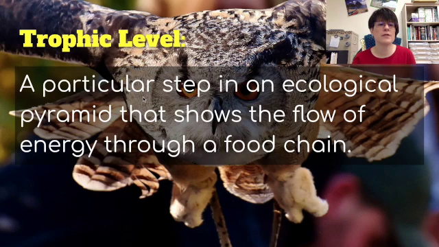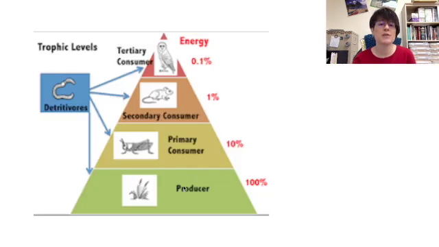Now, trophic levels are a particular step in an ecological pyramid that shows the flow of energy through a food chain. So as we go up this pyramid, this is actually a food chain, and we'll be writing that out here in a little bit. But it shows the energy flow. The energy is flowing upwards, and you'll notice that the energy is decreasing as we go up that food chain. Also, these are names of trophic levels. So producer, primary consumer, secondary consumer, tertiary consumer.